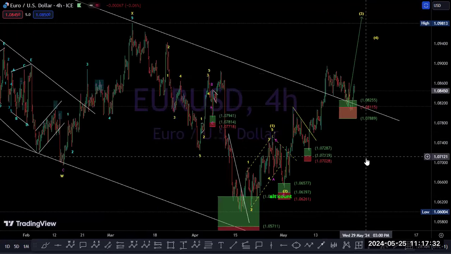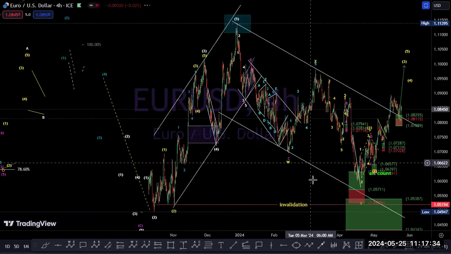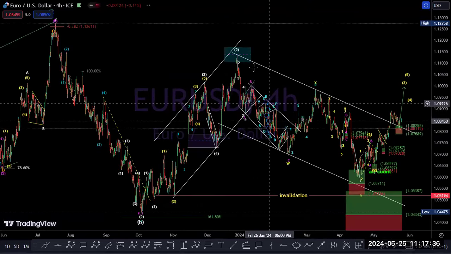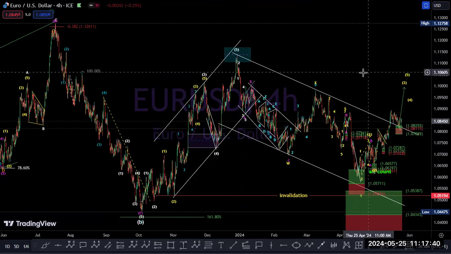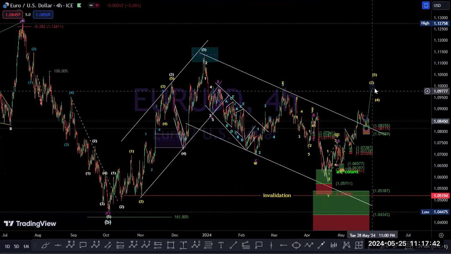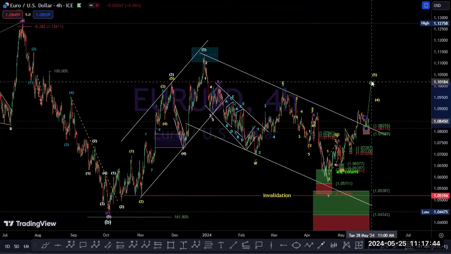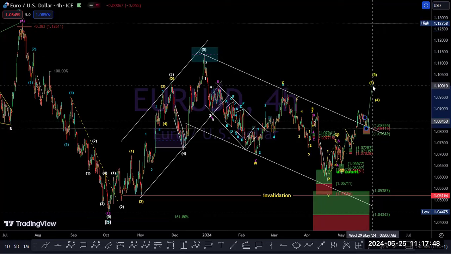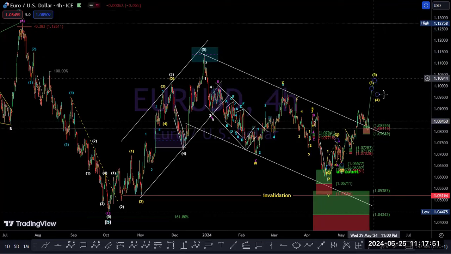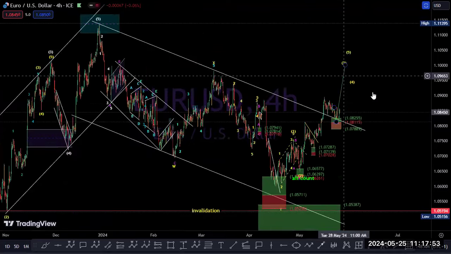Let me show you something. Let me zoom the chart. You see, the breaking of this channel is an indication that this move will go very, very far. But for now, let's focus on the immediate move, which is somewhere around here. Okay, let's keep going.